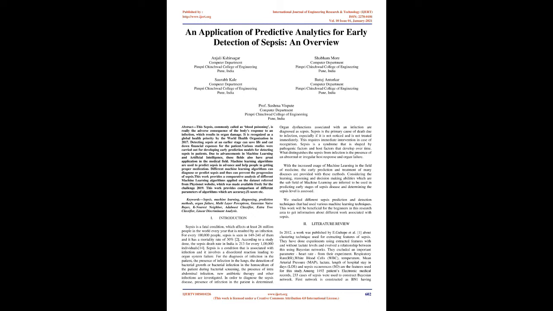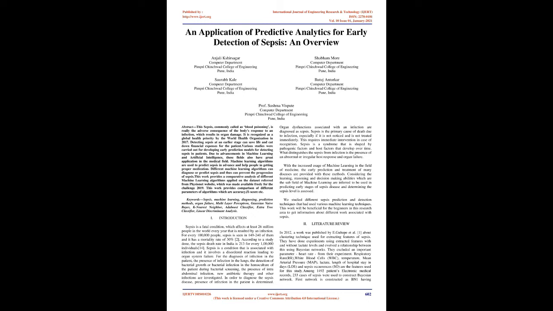This work provides a comparative analysis of different machine learning algorithms applied on the dataset referred from the Physionet website, which was made available freely for the Challenge 2019. This work provides a comparison of different parameters of algorithms, which are accuracy, F1 score, etc. Keywords: sepsis, machine learning, diagnosing, prediction methods, organ failure, multi-layer perceptron, Gaussian naive Bayes, k-nearest neighbor, AdaBoost classifier, extra tree classifier, linear discriminant analysis.